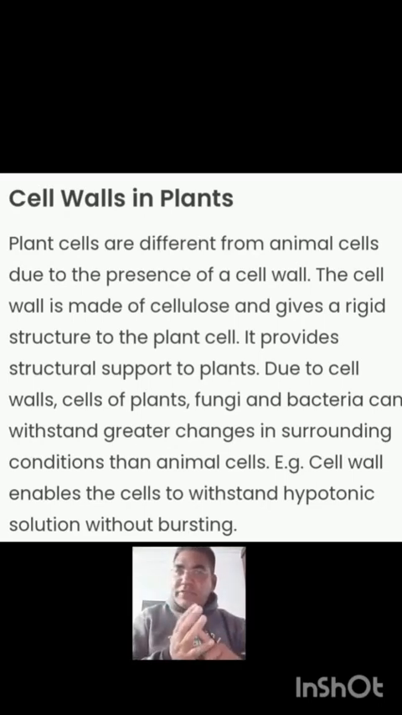It is made up of cellulose. Cell membrane is present inside the cell wall. Cell wall is additional protective covering in case of the plants.